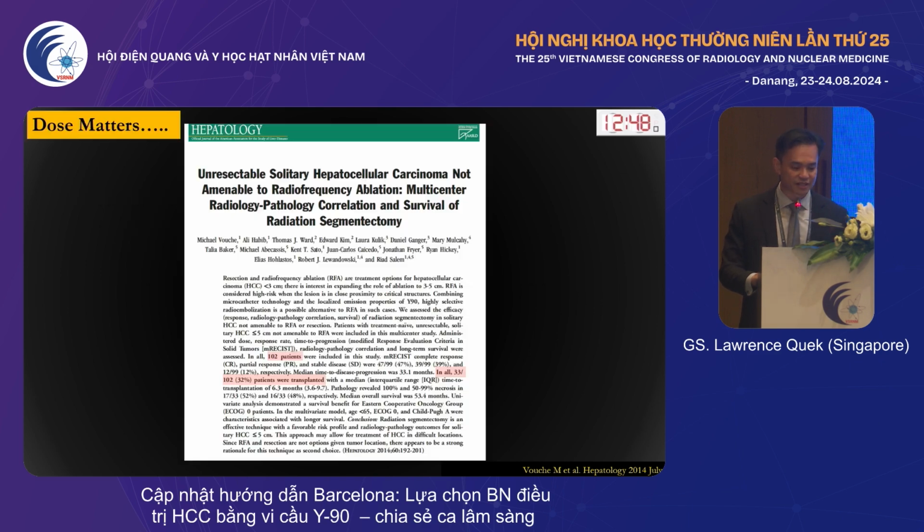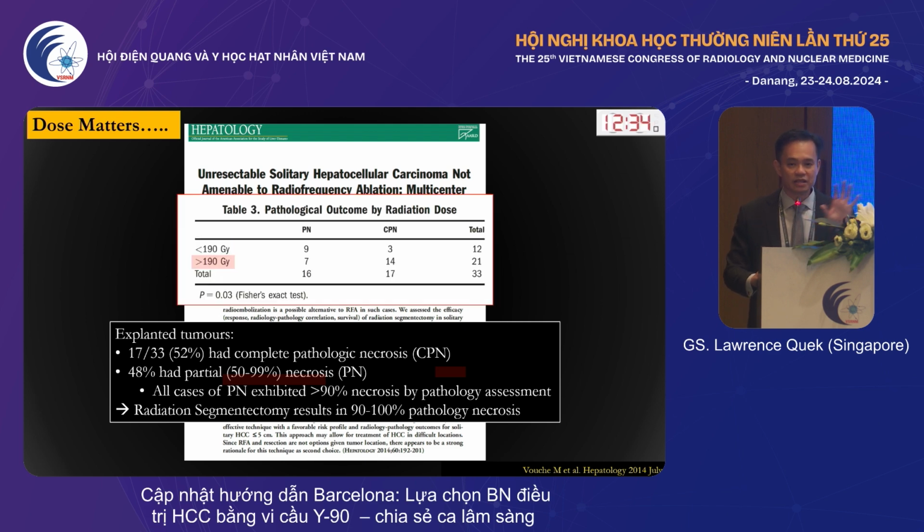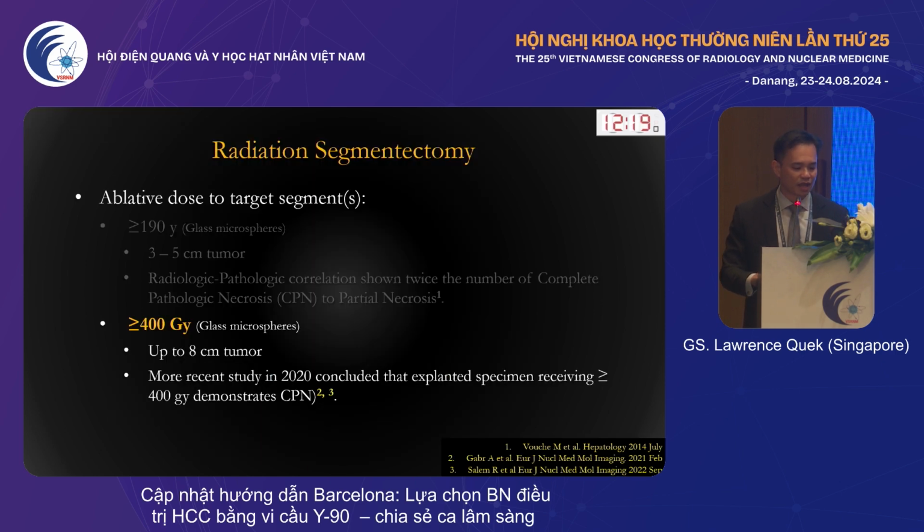And that is largely based on the study published in 2014 by Bush. Right? What they did was they looked at 102 patients, of which 33 went for transplant. They took out the tumor and had a look at it. And when they looked at it, they found that when the dose was more than 190 grays, more than 2/3 of the patients had complete pathological necrosis, that's CPN. So this is where they pin it at 190 grays. Subsequently, on the back of another study, which I will talk about just after this slide, the doses have moved up further. So we're looking at 400 grays for glass microspheres, and for treatment up to 8 centimeter.